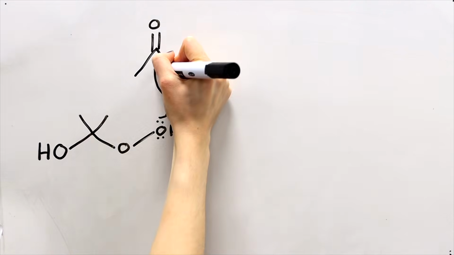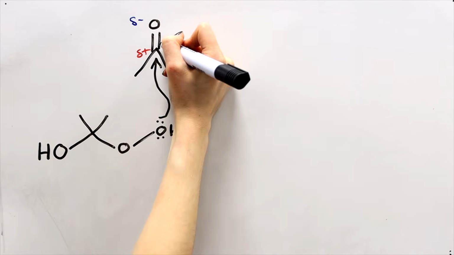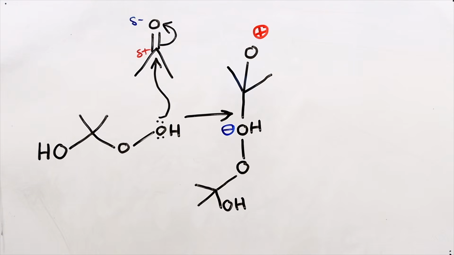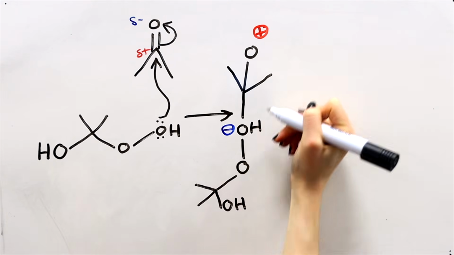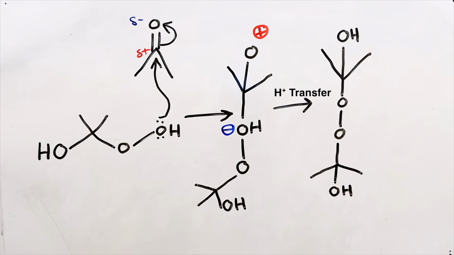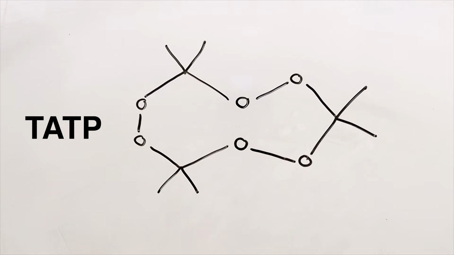Just like the last mechanism, we attack from the lone pairs on the oxygen, as this is the site of electron density. We push the electrons from the double bond onto the electronegative oxygen to form this charged species. Then we do a hydrogen transfer to form this final intermediate, which has two alcohol groups and one peroxide bond. This intermediate goes on to react with another molecule of hydrogen peroxide and then undergoes cyclization to produce TATP. So now we know more about TATP, peroxides, and how it's formed. What does this mean for our student in the lab?